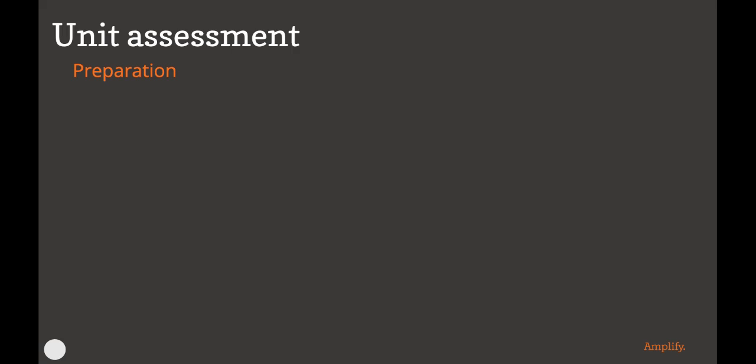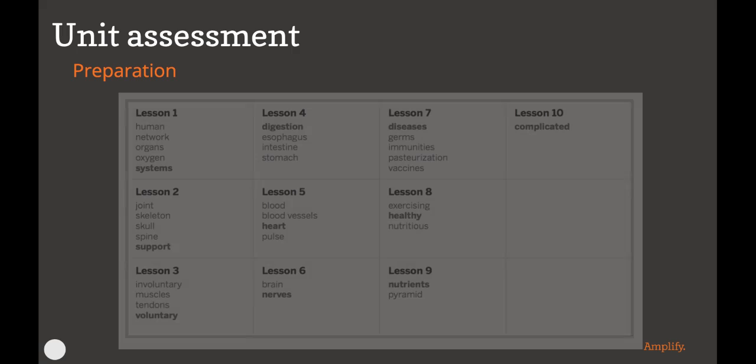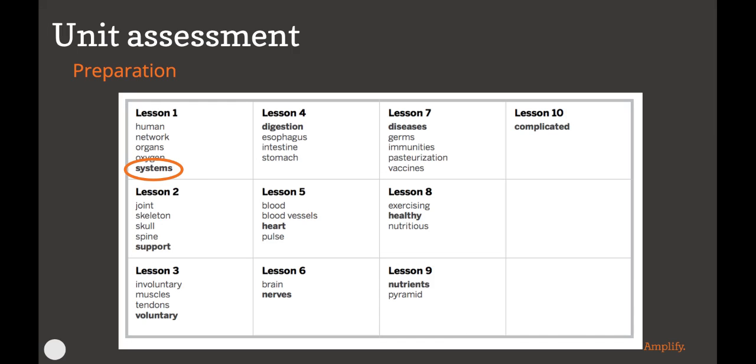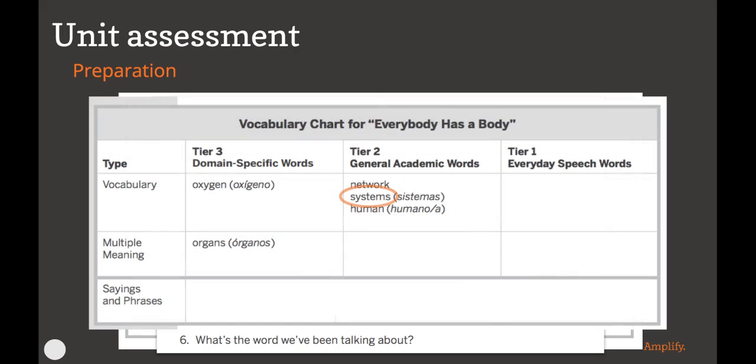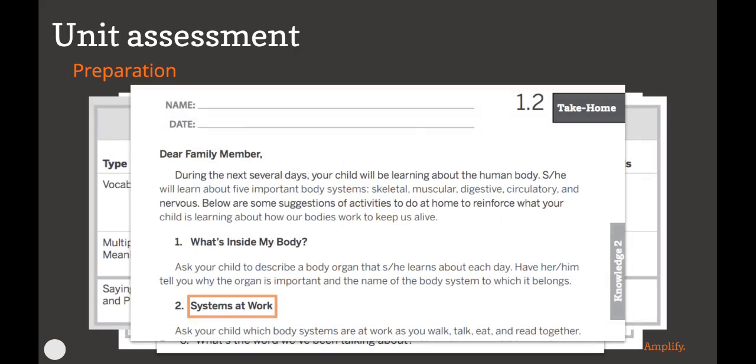Throughout the unit, students engage in a variety of learning experiences to prepare them to successfully complete the unit assessment. Preparation for the vocabulary section of the assessment includes hearing all of those vocabulary words in the read-alouds throughout the unit and doing associated word work activities for some of the words. Additionally, vocabulary words are defined and broken into tiers at the beginning of each lesson to help you teach them. Finally, vocabulary is also noted in take-home letters, where caregivers are asked to use the words with students at home.